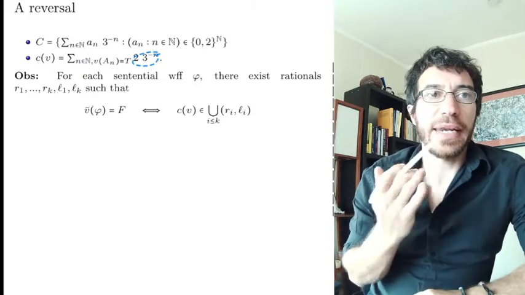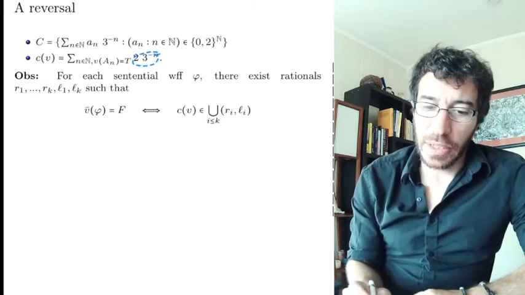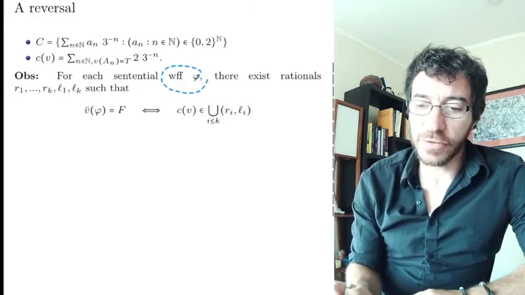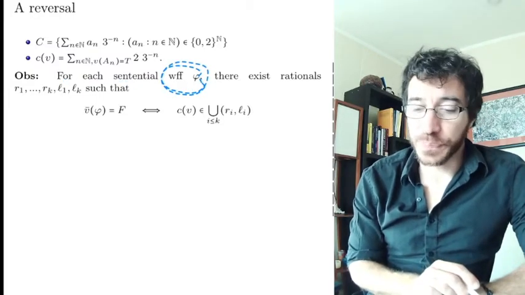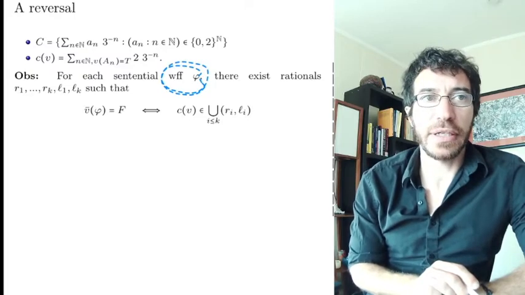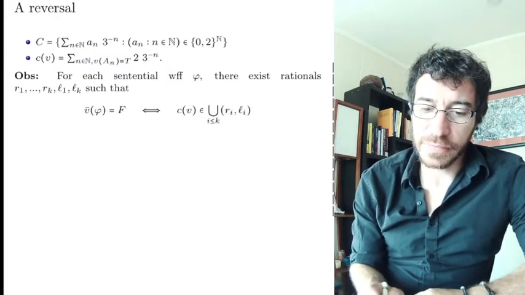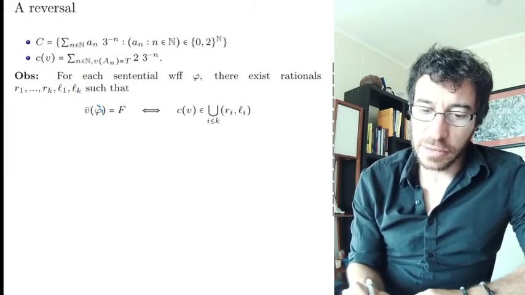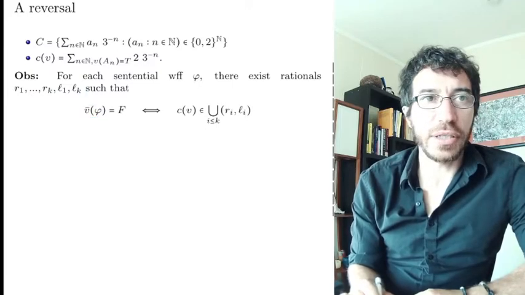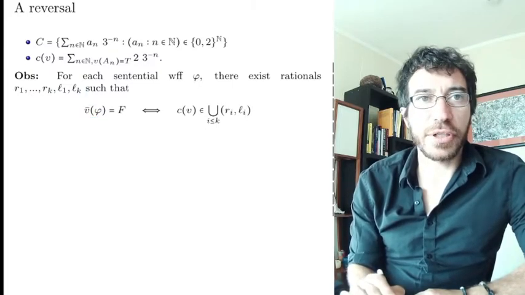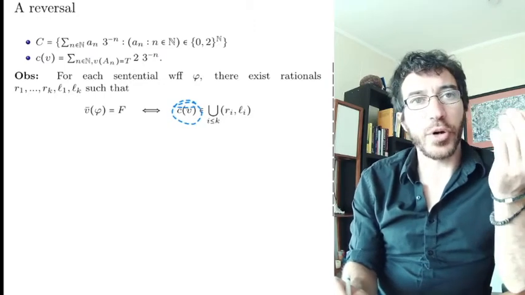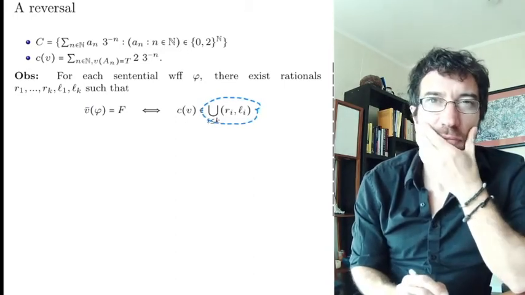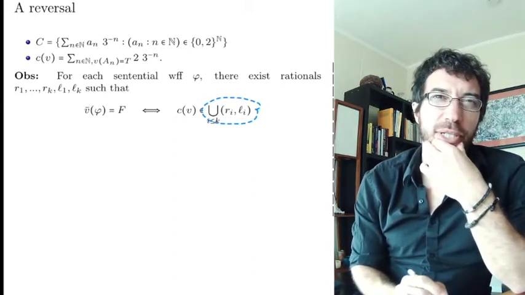Cool. Okay. And now what we want to do is to show, this is the main observation, that for each sentential formula phi, well-formed formula phi, there exists a finite tuple of rationals, such that, given evaluation v, the formula is going to be assigned false if and only if the point that corresponds to that valuation belongs to that interval. Okay, makes sense?